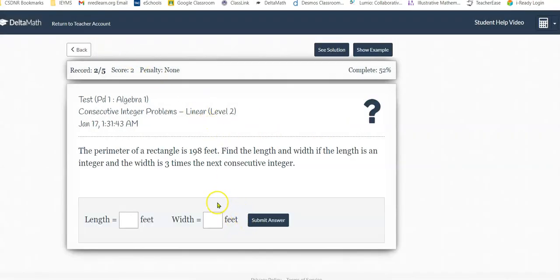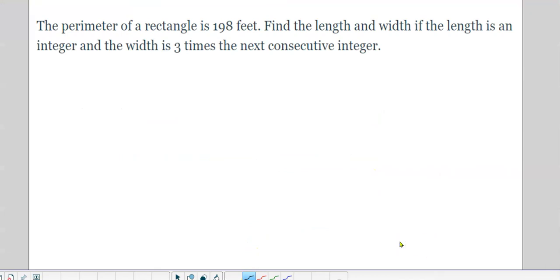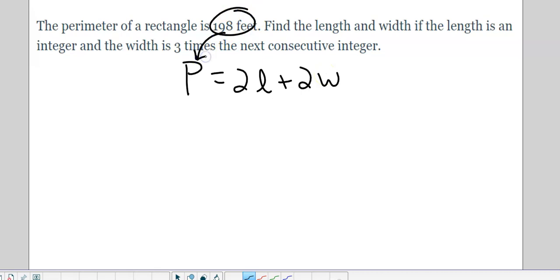Ah, yeah, here's a good one. Okay. The perimeter of a rectangle. Well, I know this already. The perimeter of a rectangle is 198 feet. That goes here. Find the length and the width. If the length is, that means this, an integer, and the width is 3 times the next consecutive integer.